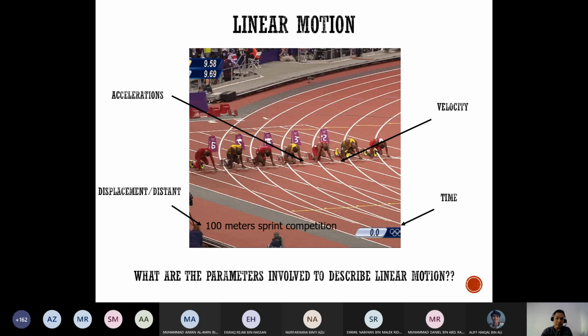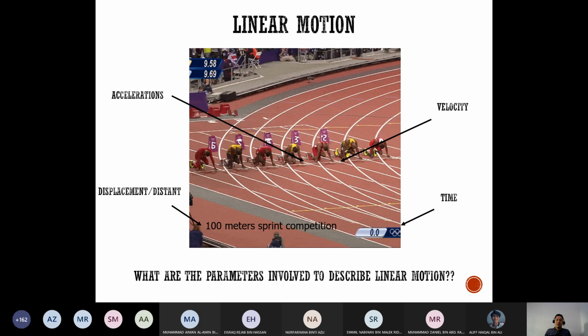So my question is, what are the parameters involved to describe linear motion? In physics, we have parameters of physics, and what I mean here is the parameters of physics that involve linear motion. For example, in this animation, what are the parameters involved to describe the linear motion? Number one is, if you look, this is a 100-meter sprint.